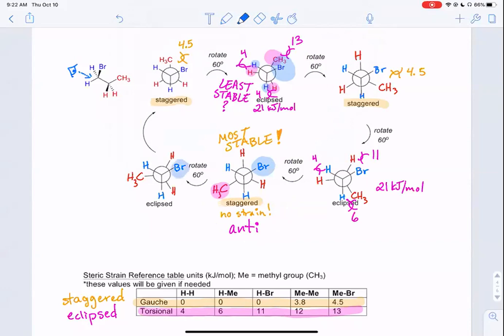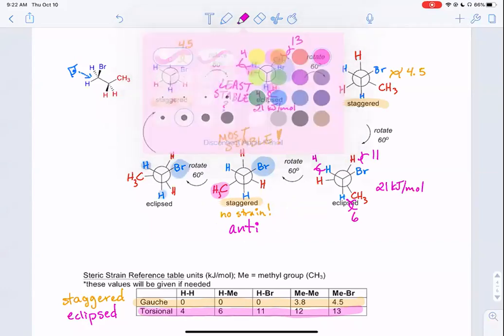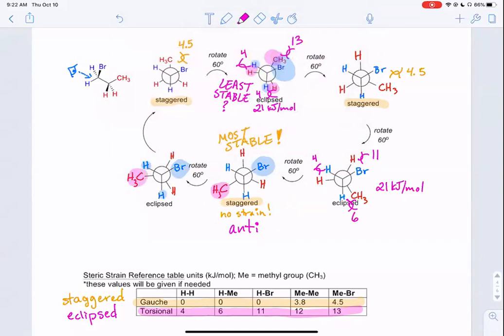We have a big bromine, little hydrogen. We have slightly bigger methyl bumping into that hydrogen, little dude. We have our steric strain that we note with our little crisscross. The hydrogen to methyl is worth 6 from that table. Hydrogen to hydrogen is worth 4. And then hydrogen to bromine, once again worth 11. So it turns out that any of our eclipsed conformations are all going to be equally unstable.